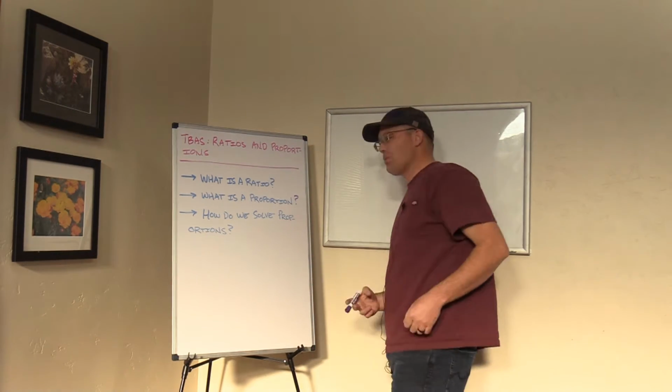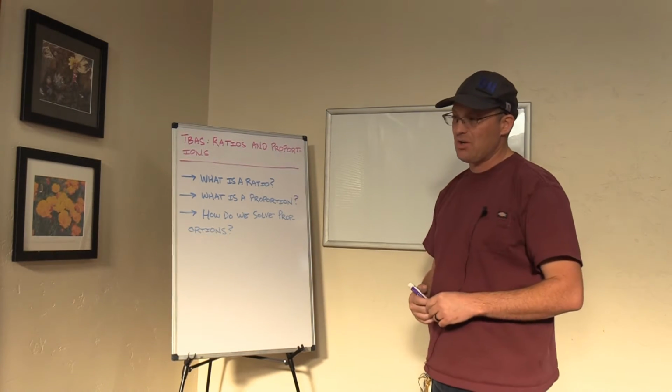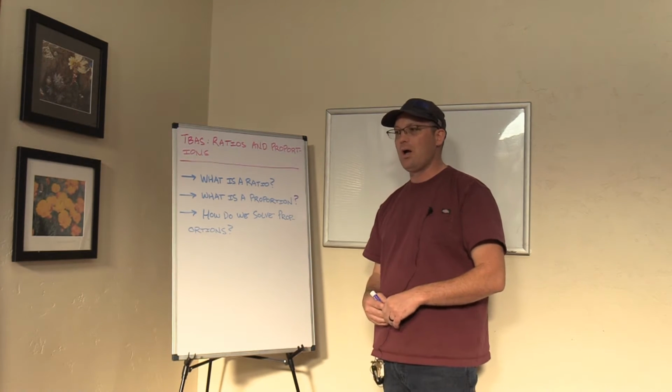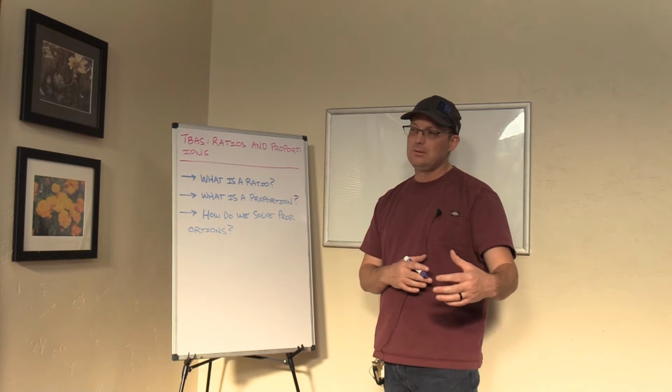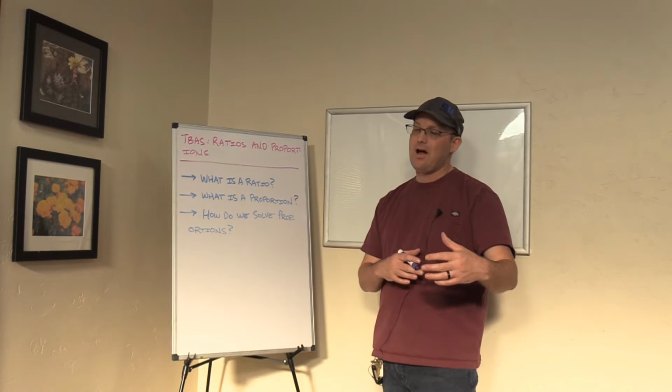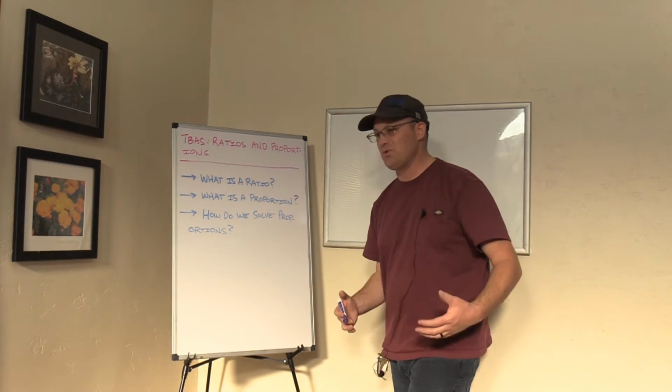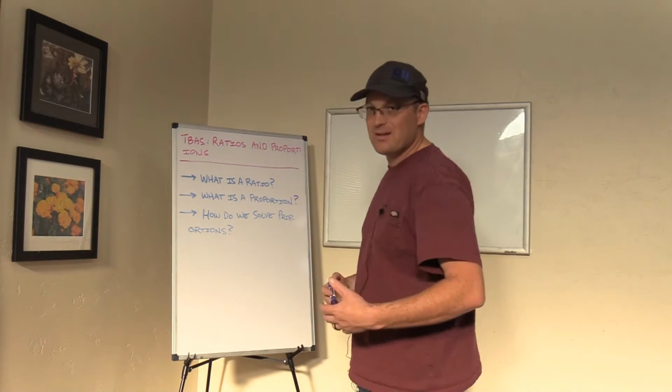A ratio is a way to express a relationship between two parts of a whole, or the relationship of a part to a whole. Now that sounds super confusing. So what does that even mean? It'll make sense with an example.